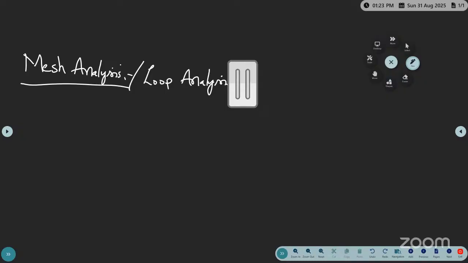We can apply it to any type of circuit. There is no limitation. The circuit may be complex, the circuit may be a very, very big circuit. You can apply mesh analysis. So kindly we'll learn this one.